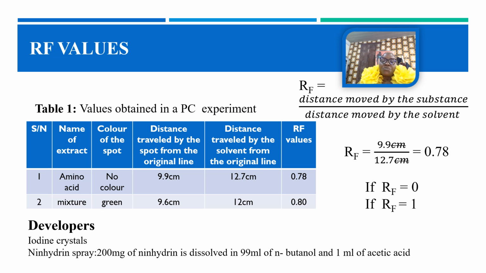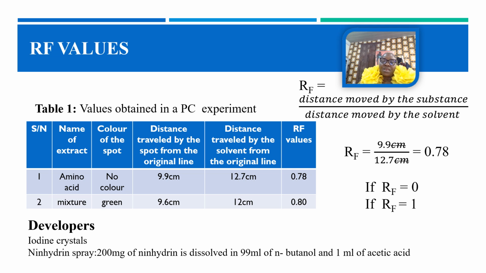We said that the movement of the molecule depends on the substance used. We are expected to calculate what we call the RF value, or the retention value, which is the distance moved by the substance divided by the distance moved by the solvent. This is the way you keep your chromatographic result.